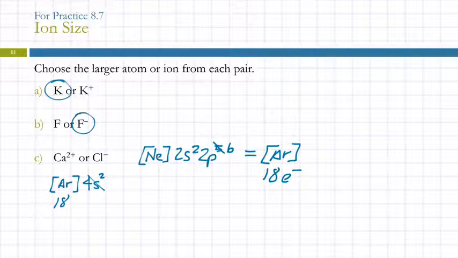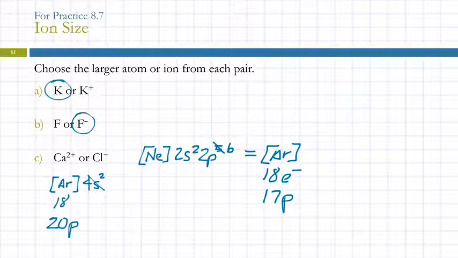How many protons does a chloride ion have? 17. And how many protons does a calcium ion have? 20. So 20 protons and 17 protons. That's what's attracting the electrons. So which is more attractive, 17 or 20? 20 is more attractive. That pulls the electrons in, so this one's smaller, that one's bigger. We're asked to choose the larger, so we're going to choose the chloride ion.